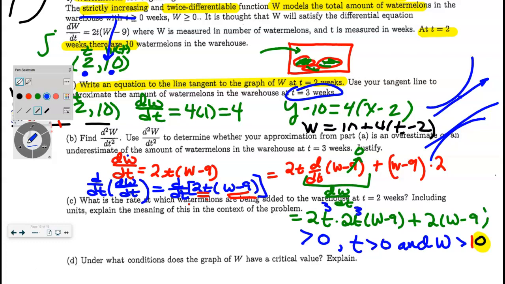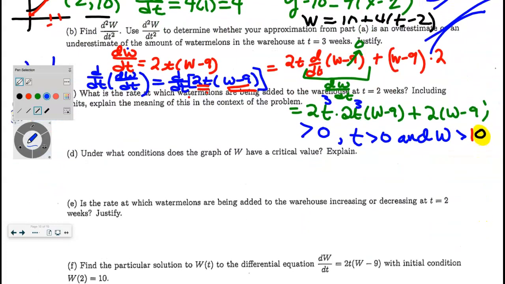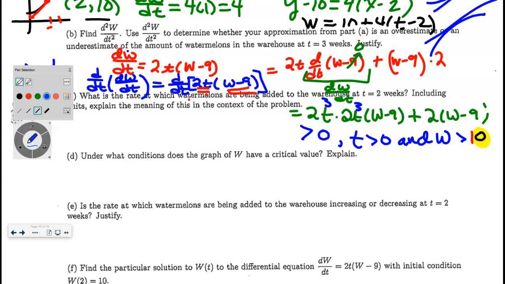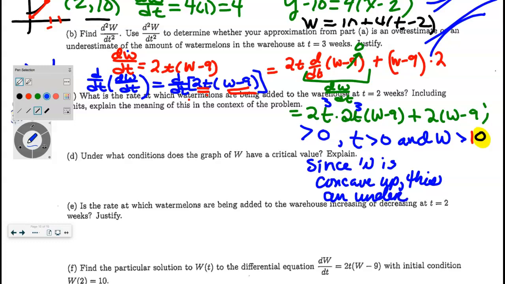So now I know that my watermelon function, not only was it strictly increasing, it's concave up and increasing, correct, Bethany? So was my tangent line giving me an over or an underestimate? Under. Yep. So you should reference that here. If you just write underestimate, that could be a 50-50 guess. So you should say since W is concave up, this is an underestimate. And I'm not going to write the whole thing out, but that's a tricky thought process.